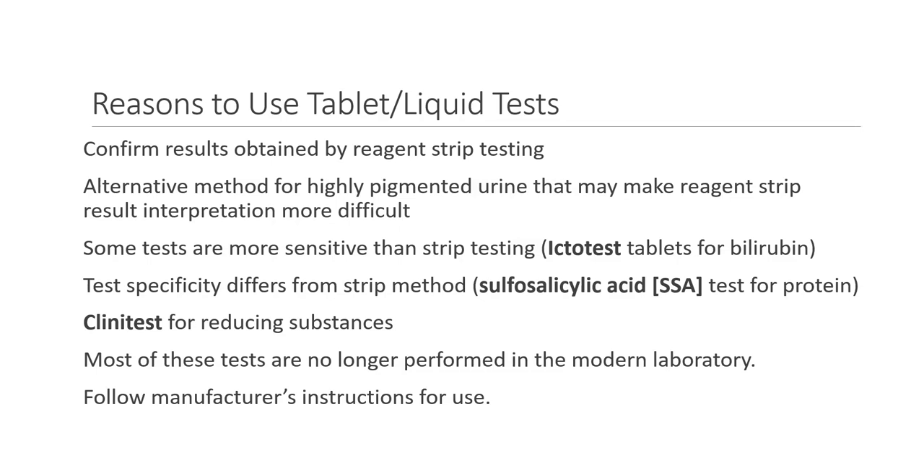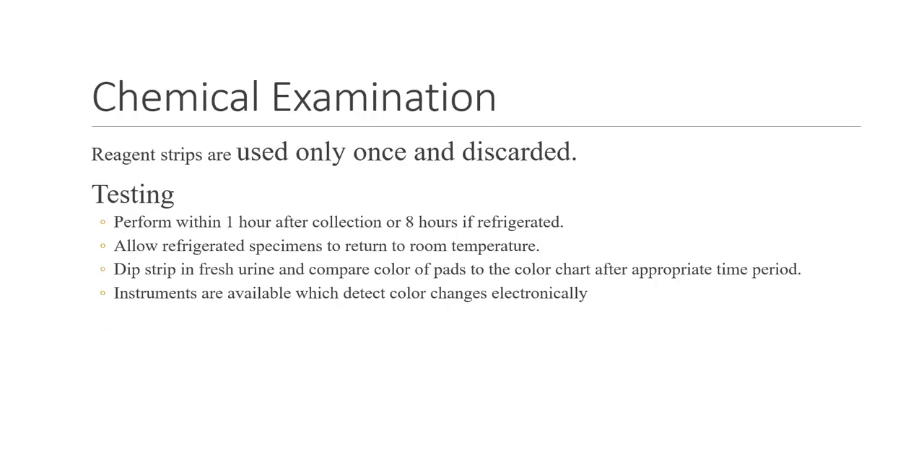Most of these tests are no longer performed in the modern laboratory, and we cover these because we don't know where you're going to land, and perhaps there are some labs that still perform some of these confirmatory tests. As always, prior to performing the test, review the manufacturer's instructions or your SOP on how to use them. Reagent strips are used only once and then discarded, and apparently this has been an issue among the uninformed, who perhaps dried them out and reused them again.